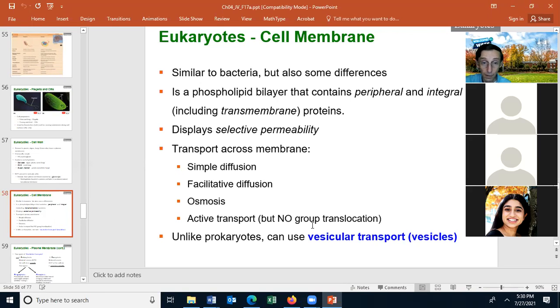However, you can also move material into eukaryotes by vesicular transport, where something can come up to the membrane of the cell, and the membrane will then invaginate, and then the invagination will be brought into the cell by a vesicle. And then that vesicle can bring materials into the cell. And that's endocytosis. And that can happen in eukaryotes. It does not happen in prokaryotes. Any question about any of that?